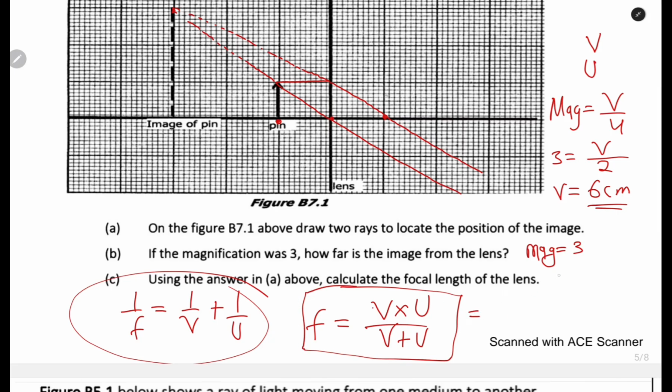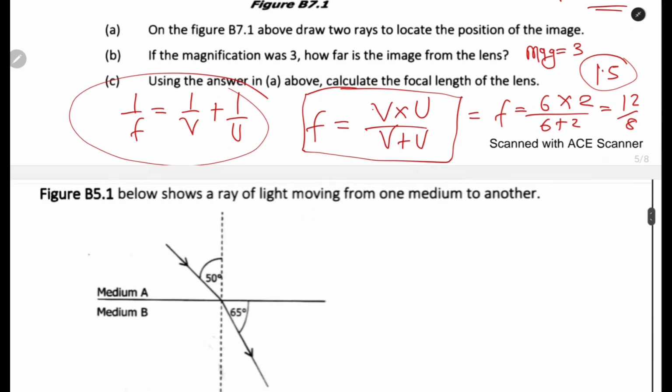So now let us replace, since we have the information. We can say f is equal to the distance moved by the image, which is 6, we've calculated it, multiplied by the object, which is 2, then divided by 6 plus 2. We are going to have 12 divided by 8. And this gives us what? Should be able to give us 1.5. So that is how we answer this question.